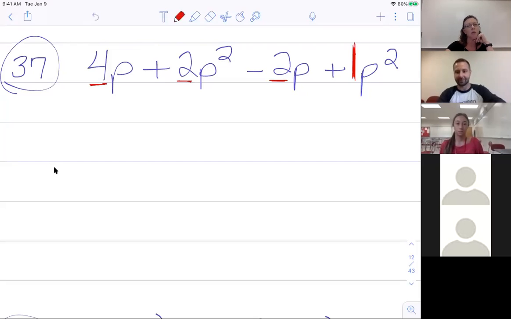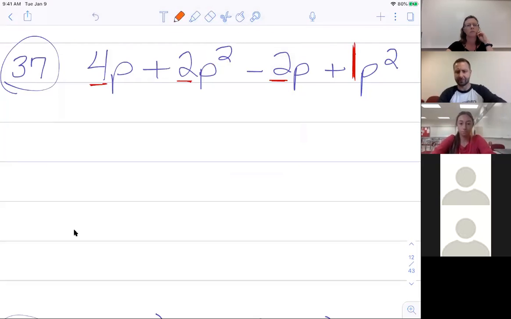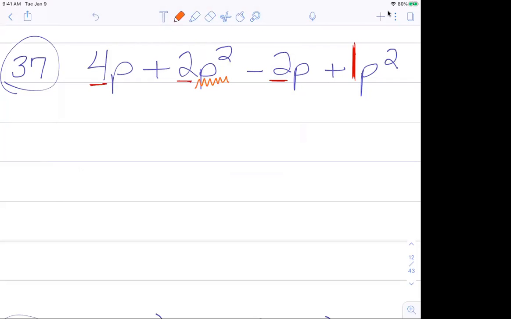So Emma, can you tell me what would be the like terms in number 37 that I have up here on the screen? Which ones would be the same? Would it be 2p and 2p? So I understand you're thinking they both have a 2, but if you look at the letter next to them, so look at that 2p squared. Is there another one that has a p squared with it? Oh, 2p squared and then the 1p squared. And the 1p squared, right. So we're going to add those two together.